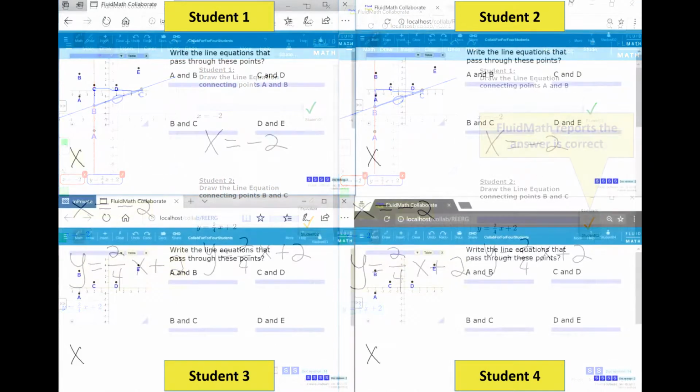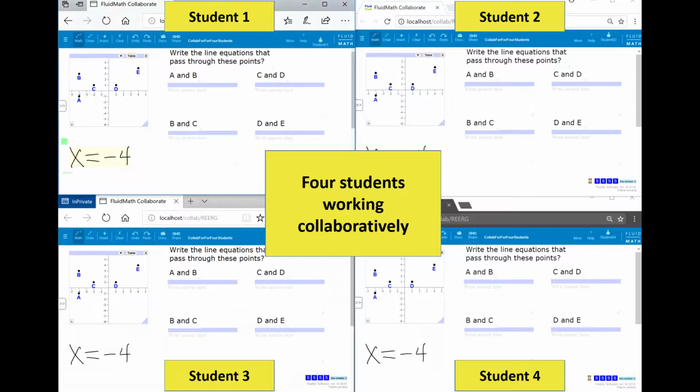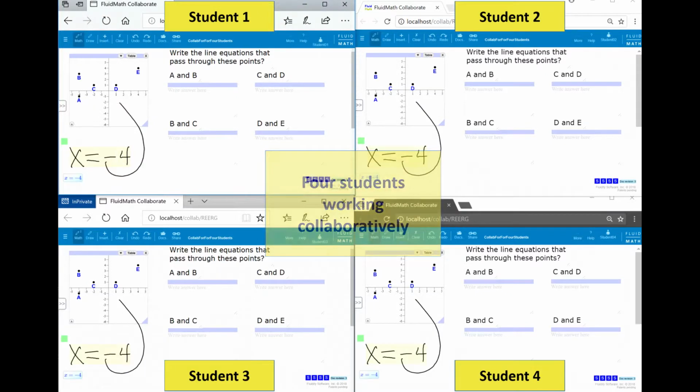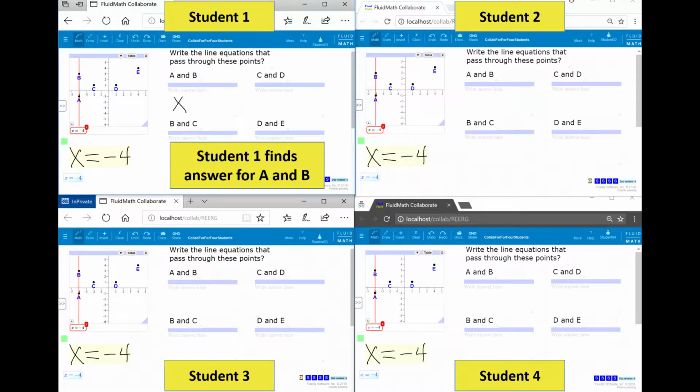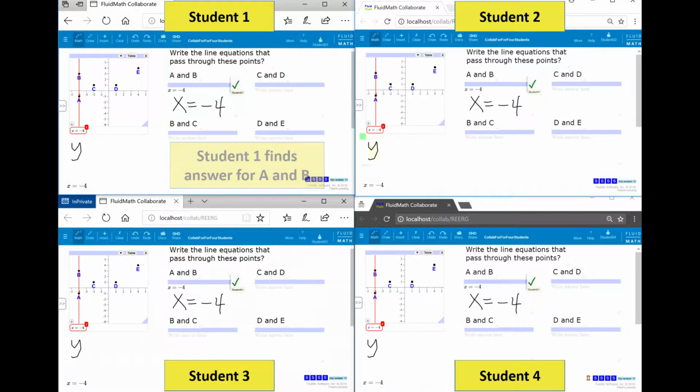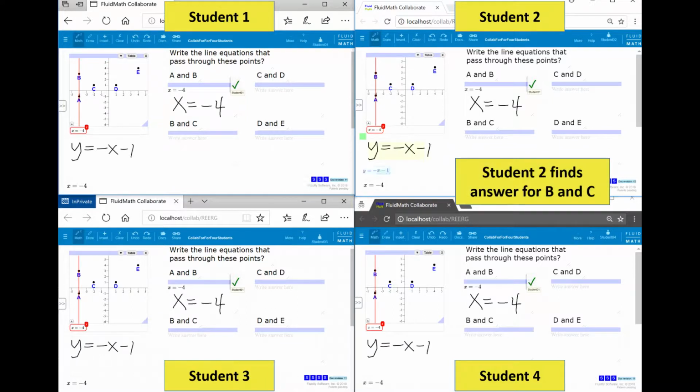Collaborative FluidMath can be used between more than two users. It can be used by a teacher with multiple students or several students working collaboratively to solve problems. In this example, 4 students are working on an assignment collaboratively and each answers their respective questions.